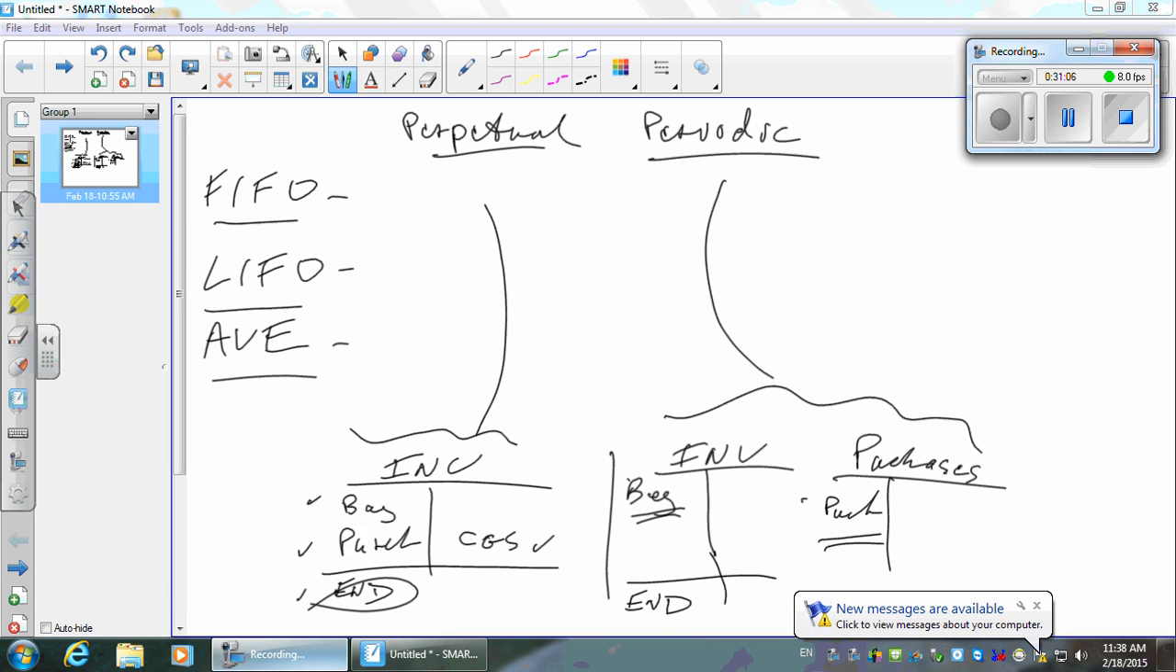LIFO gives you a better number on the income statement, more recent costs. But what happens to the balance sheet? It gets worse and worse and worse over time, doesn't it? If there's a lot of inflation, or for that matter, deflation. That's another rub with LIFO. If there's deflation, you pay more taxes. So that could happen to you. Even though there's inflation overall in the economy, on your particular product, there could be deflation.